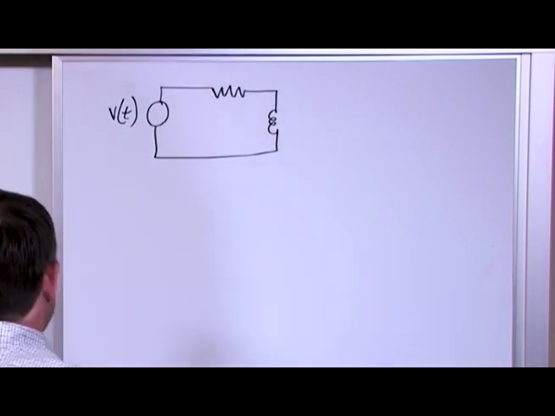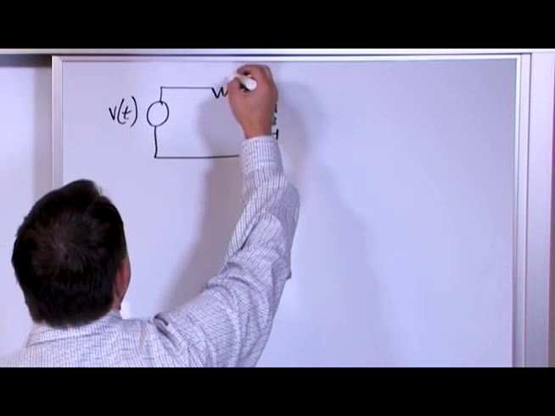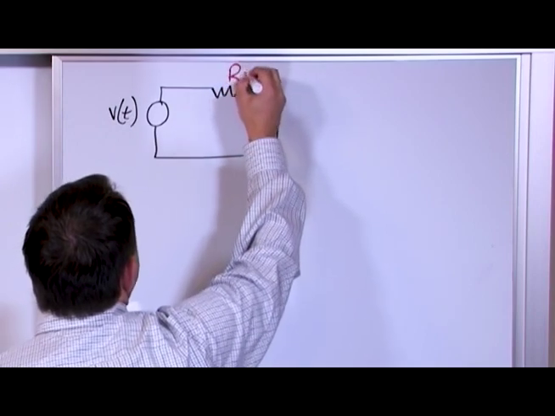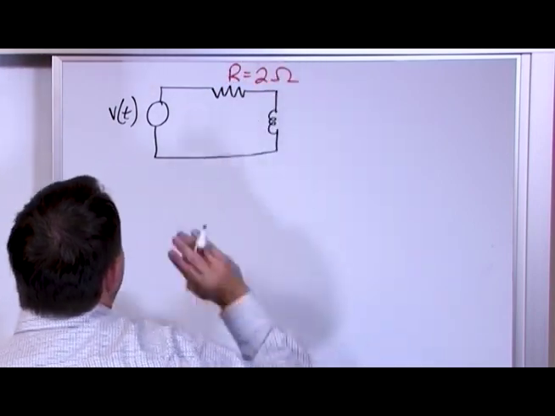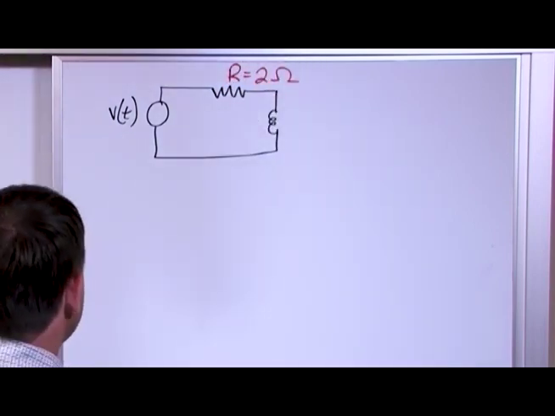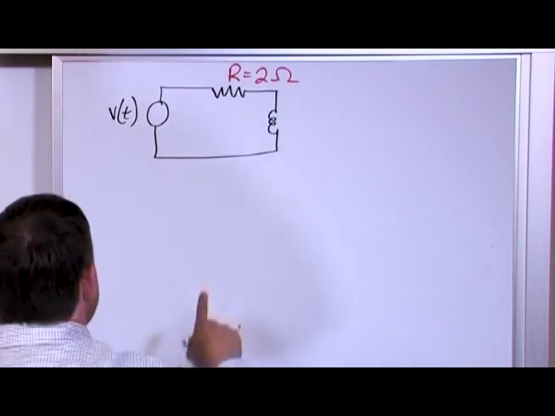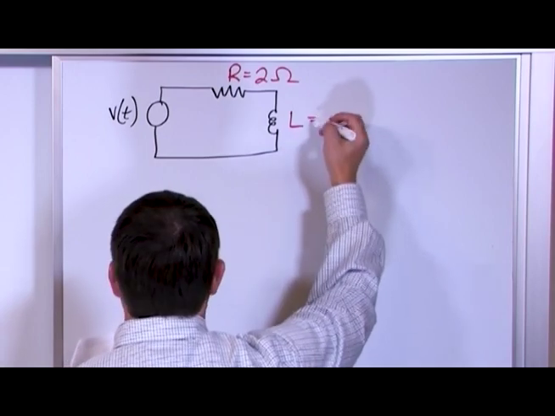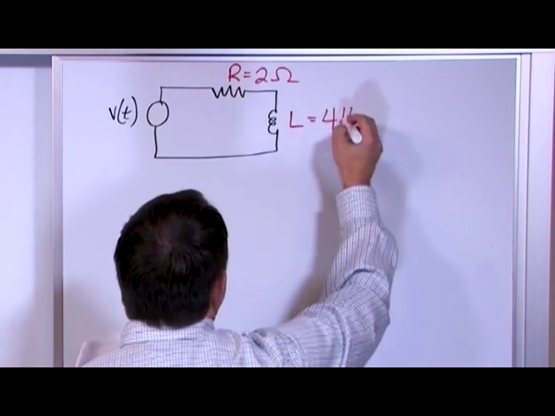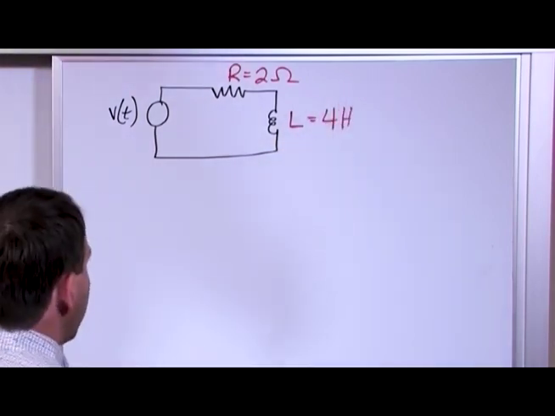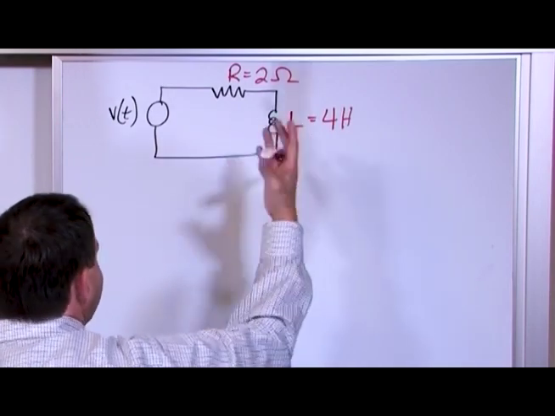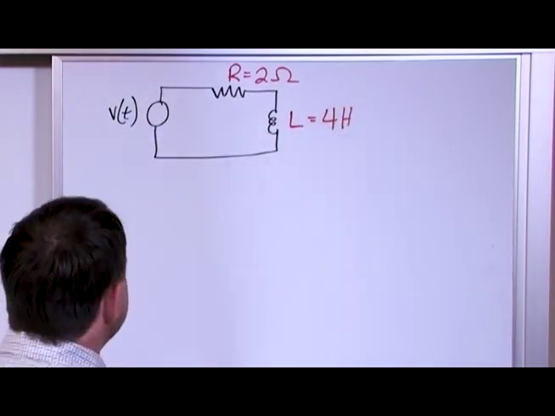All right, now this value of resistance, we're going to say R is equal to 2 ohms. It's a value. You can go buy it at the store and come home with a 2 ohm resistor. This inductance over here is equal to 4 henries. Same thing, you can go to the store and order a coil that was an actual inductor and it has a value of 4 henries.